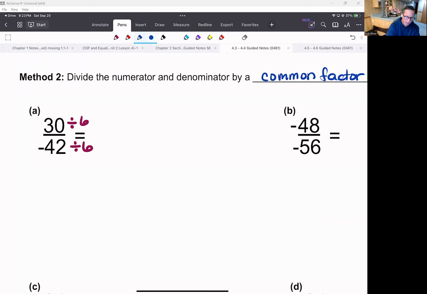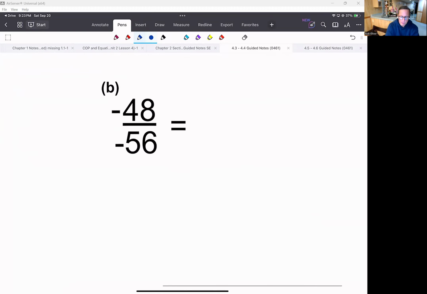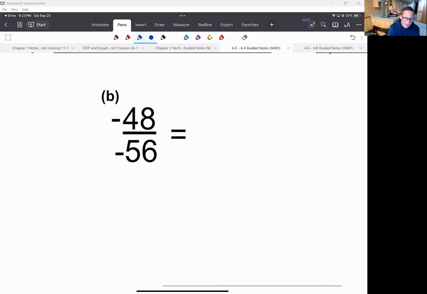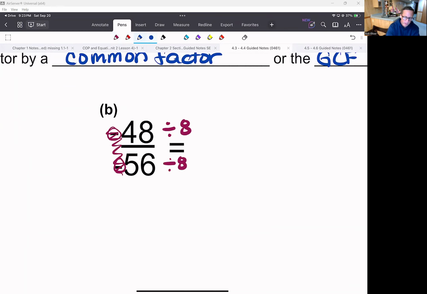So 30 divided by 6 is 5. 42 divided by 6 is 7. And that's going to be -7 because there's a negative in front of that 42. Okay. Same thing with this one. The biggest number that can divide into 48 and 56 is 8. So we can divide by 8. Now these both have a negative. So those negatives can cancel. We can just get rid of those and it's going to be positive. So this comes out to 6 over 7. 6/7.